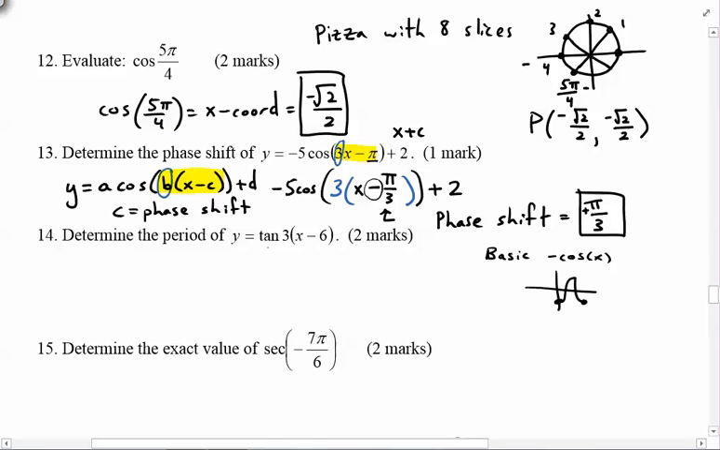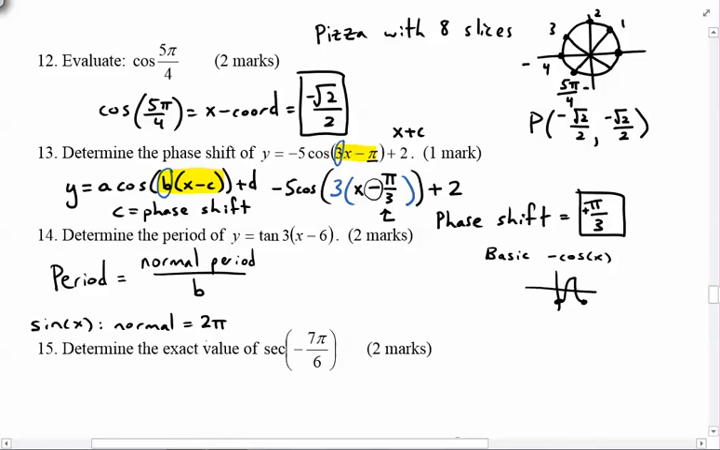Okay, so to find the period of a graph, we've got to remember the equation for period is the normal period divided by b. And when you're graphing sine x, the normal period is 2 pi. So most of the time we're going to see this equation as period equals 2 pi over b. This is the same for cosine. When you're doing cosine x, the normal period is 2 pi, so we'll see this as 2 pi over b.